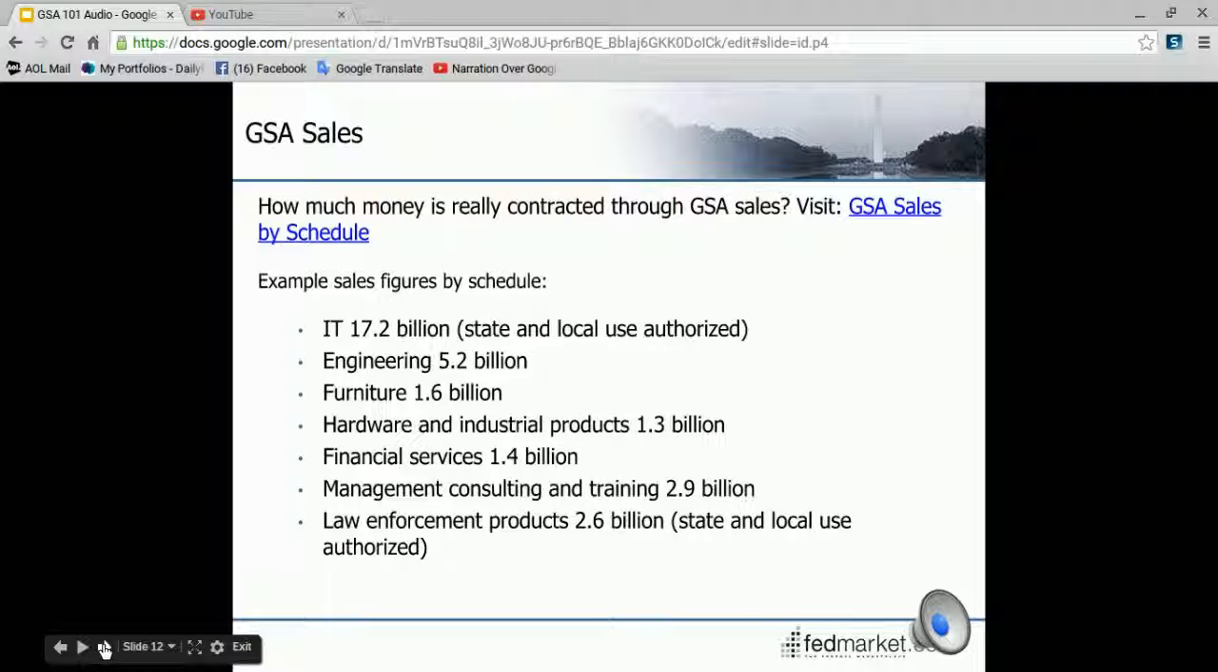How much money is really contracted through GSA sales? Visit GSA sales by schedule. Example sales figures by schedule.